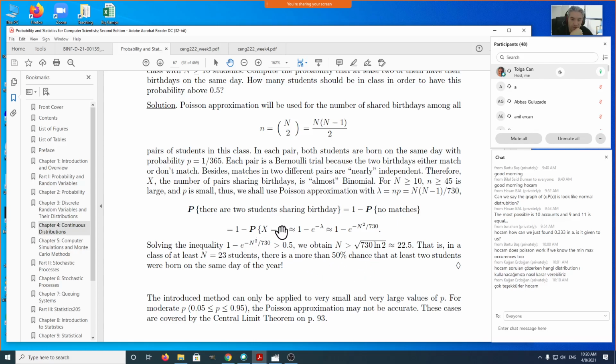Okay, so we first find the probability in terms of n as a generic probability, and then in order for this probability to be greater than 0.5, we just solve for the only unknown n in this problem.